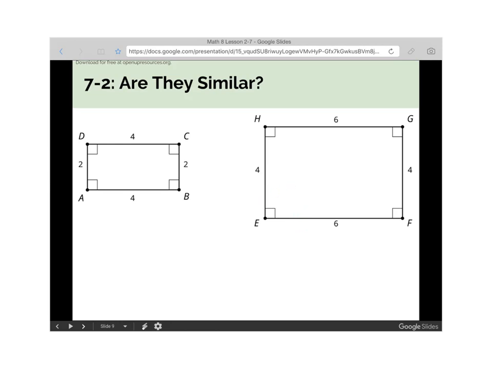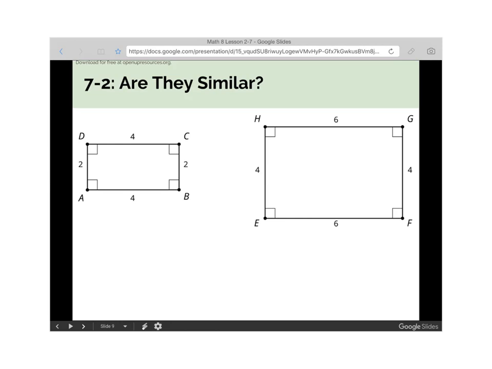Let's look at Lynn's argument. Lynn says that we can use a scale factor of 2 for the short sides, and that's true. 2 times 2 is 4, 2 times 2 is 4, and we can use a scale factor of 1.5 for the longer length. 4 times 1.5 is 6, and 4 times 1.5 is 6. Now that's true, we can use those scale factors, but for shapes to be similar, the scale factor has to be the same for all sides.